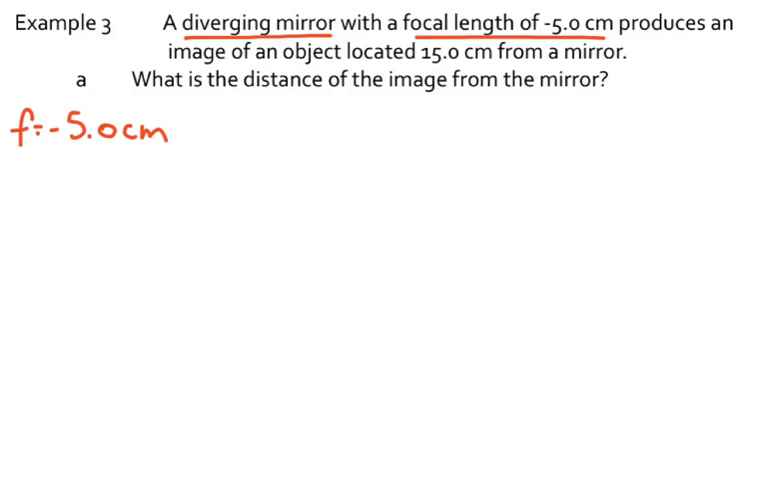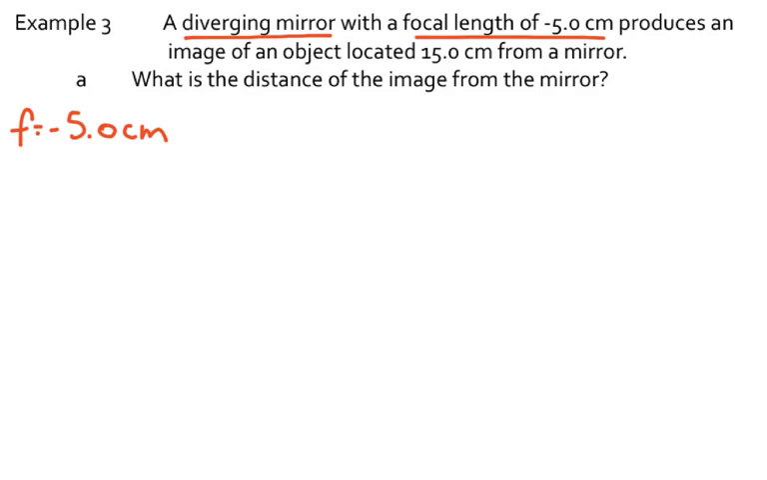This is confusing wording at best. Is that 15 centimeters the distance of the image, or is it the distance of the object? In reality, it is the distance of the object. It produces an image of an object located. Perhaps a comma in there would have made it a little nicer to look at, but also part of science is finding out what information you really do have.